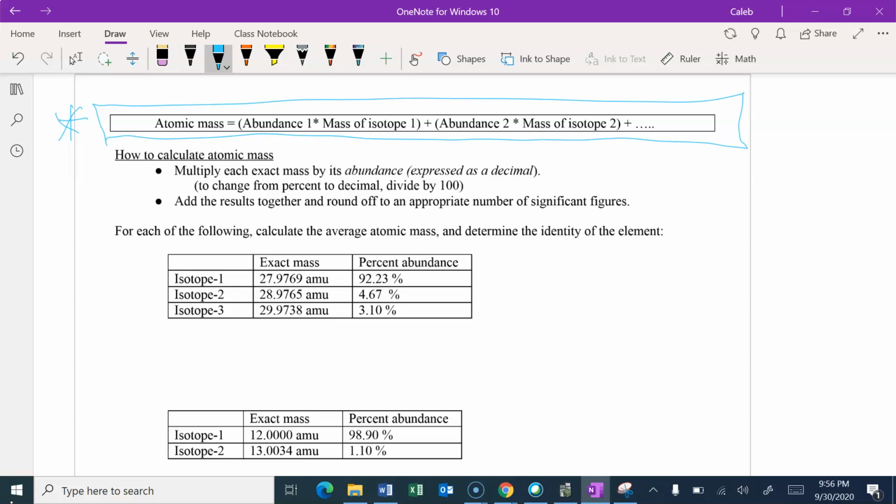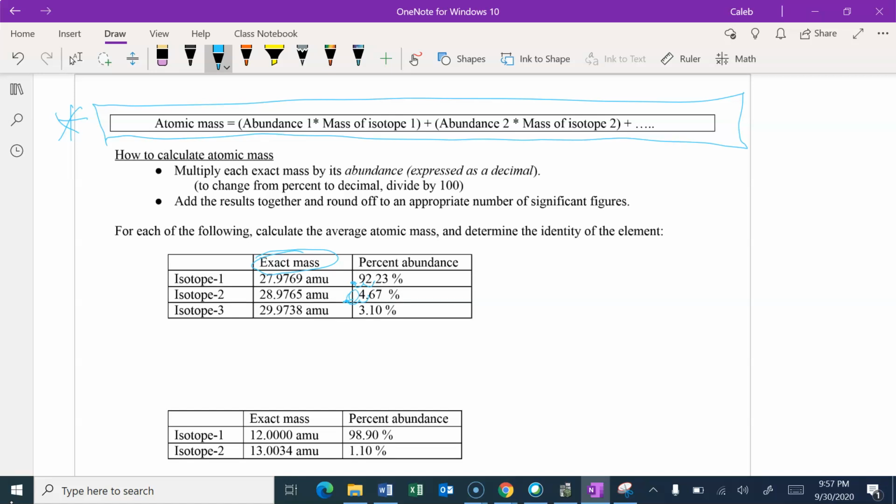But if this way of thinking through it makes more sense to you, you can use it more often than not, okay? You can multiply each exact mass by its abundance. When I say exact mass, I mean if I give you the mass with decimal points, you want to use that instead of just assuming that it's really close to a whole number, okay? And then turn your abundance into a decimal. So we're just going to move the decimal 2 places or divide by 100. It means the same thing, okay? But it's always 2 spaces.